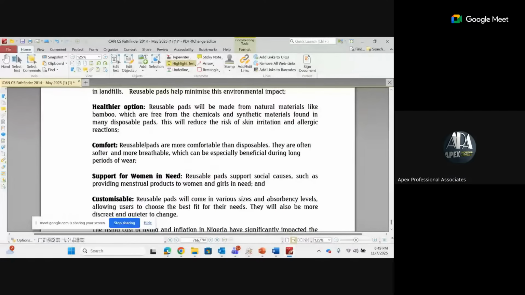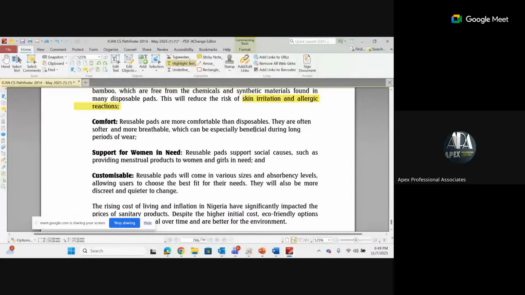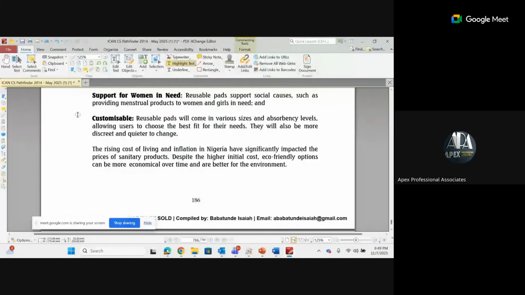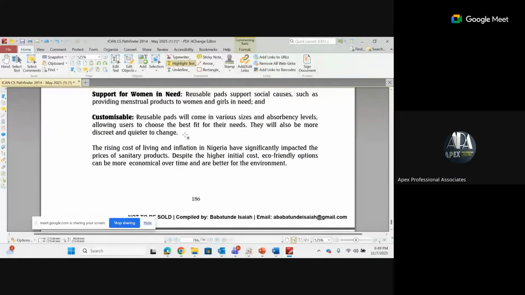Third, less irritation option. It is more gentle for usage, and it will save users or consumers the risk of skin irritation and allergic reaction because of the materials used. Comfort, it is more comfortable. Support for women in need. So for those women that are in special need, it supports them the more. And customizable, usable parts will come in various sizes and absorbency levels, allowing users to choose the best fit for their need. They will also be more discreet and quieter to change.